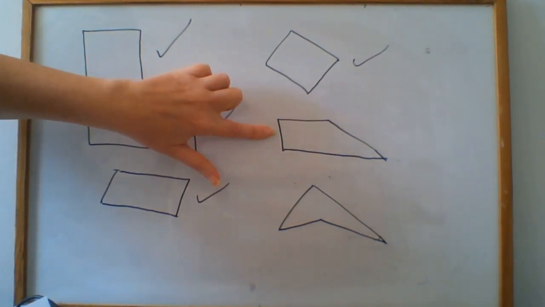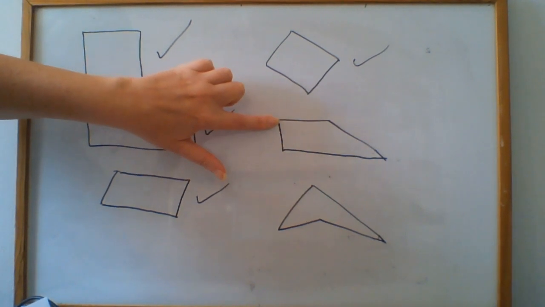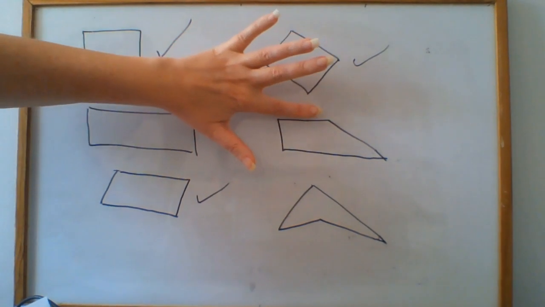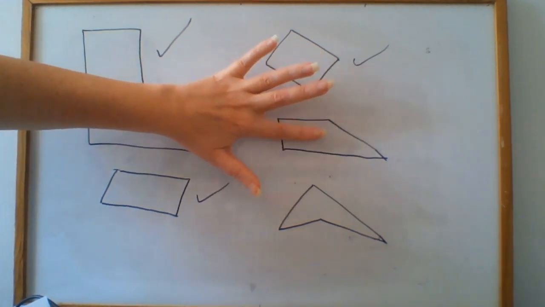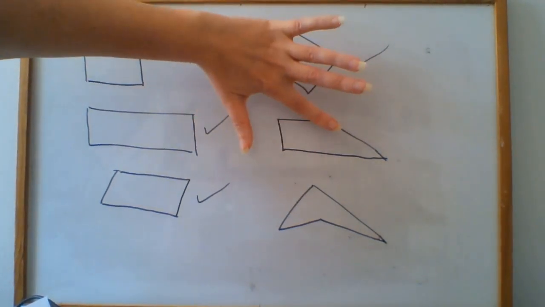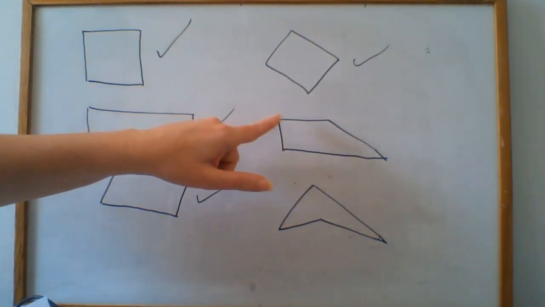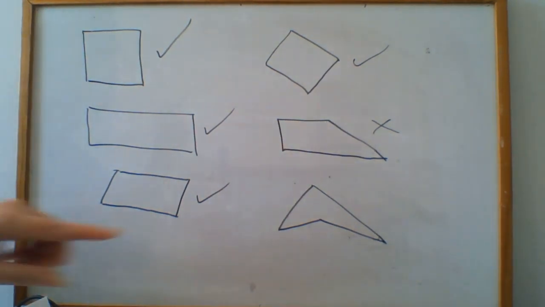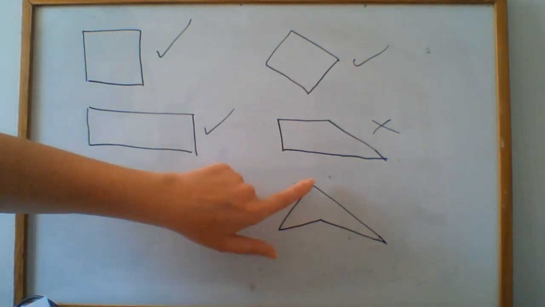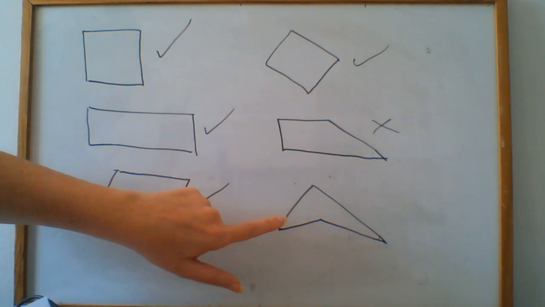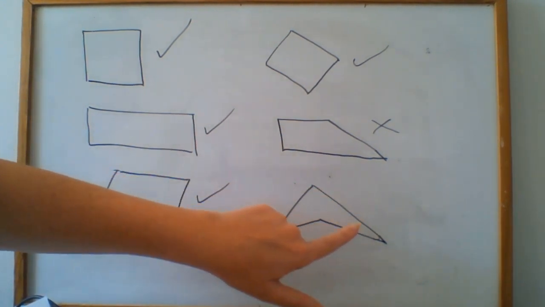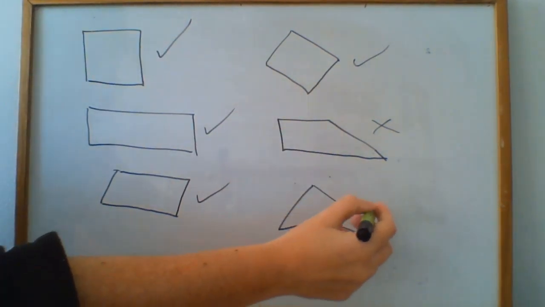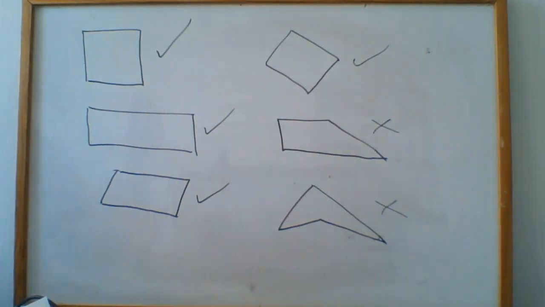Right, looking at this shape now, 4 straight sides, 1, 2, 3, 4, yes. Opposite sides parallel. Well, that and that are parallel, but is that and that? No. Okay, and opposite angles as well are not equal. So that one is not a parallelogram. And let's look at this one. 4 straight sides, yeah. Opposite sides parallel. No, these two are not parallel, and the opposite angles are not equal here. So these two are not parallelograms.